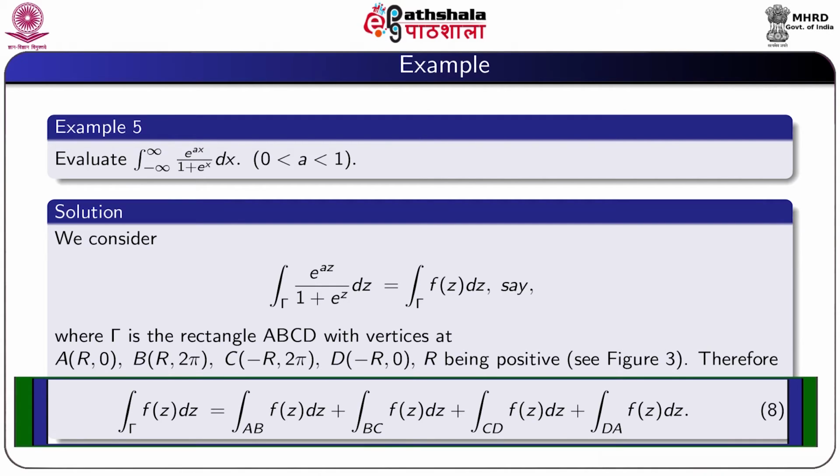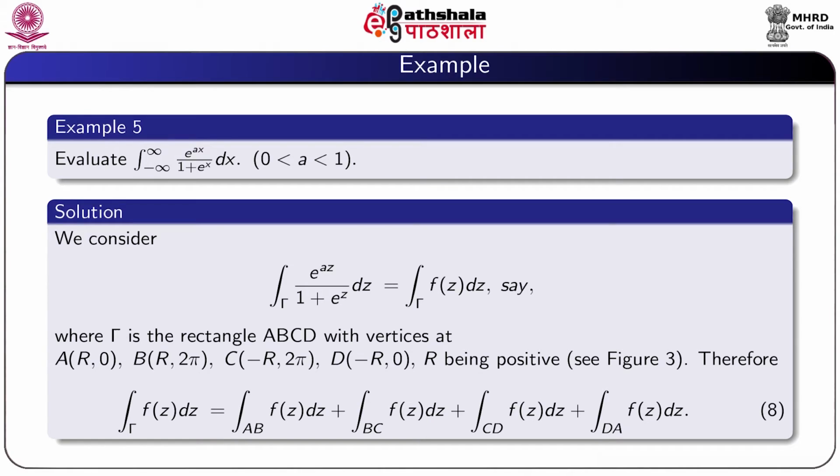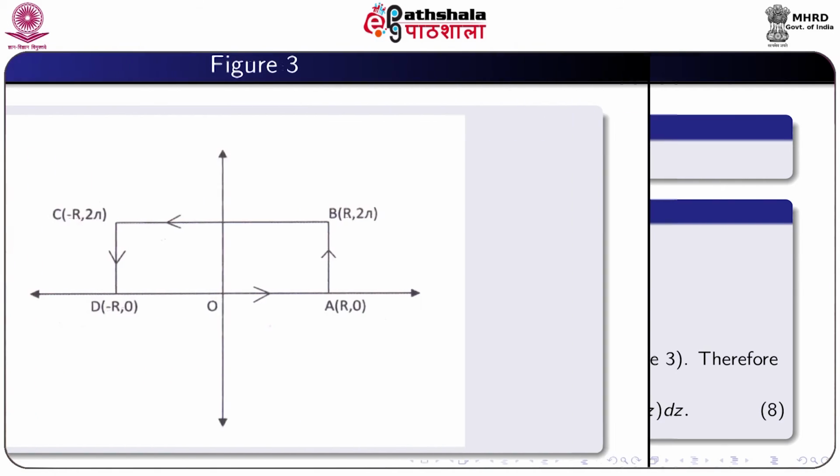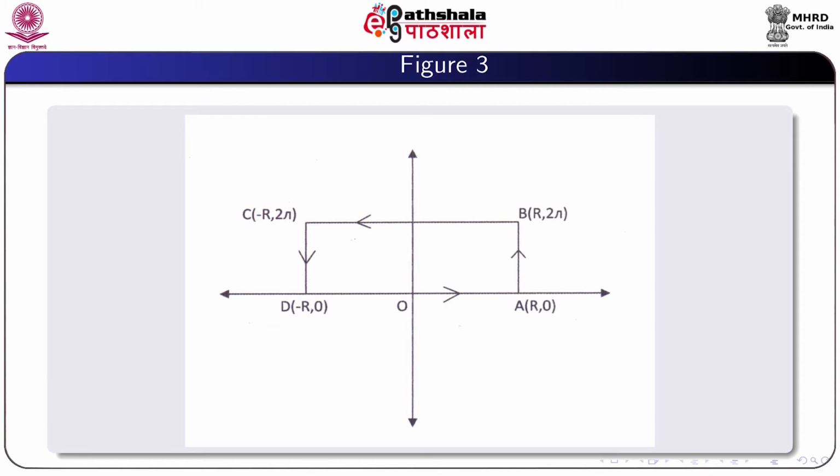Therefore, we obtain the integral over gamma of f(z) dz is equal to the integral over AB of f(z) dz plus the integral over BC of f(z) dz plus the integral over CD of f(z) dz plus the integral over DA of f(z) dz. So, this is the figure. Here the rectangle is ABCD and the coordinate of A is (r, 0), B (r, 2 pi), C (minus r, 2 pi) and D (minus r, 0). This is a closed contour.